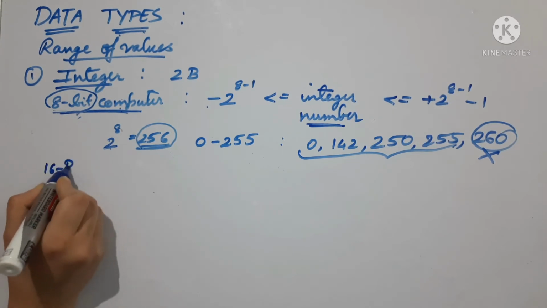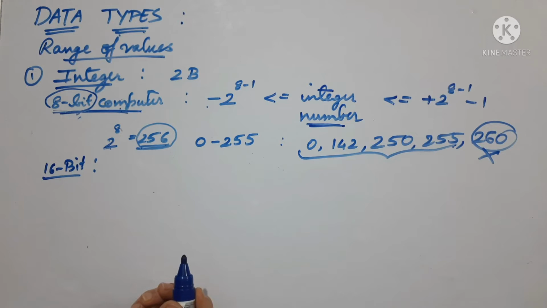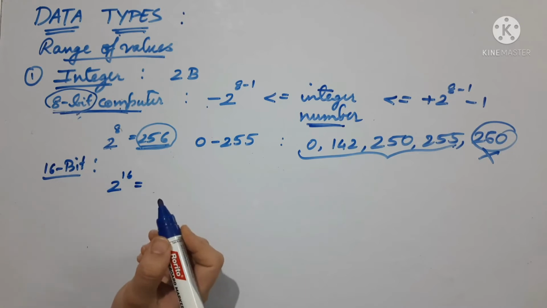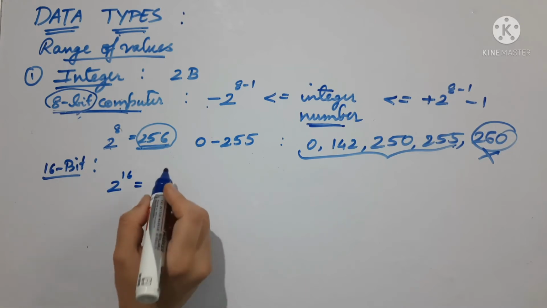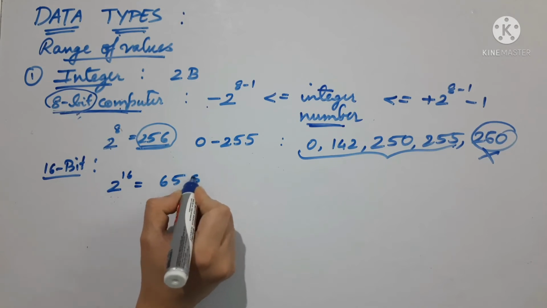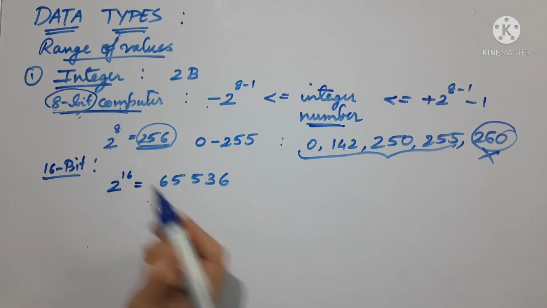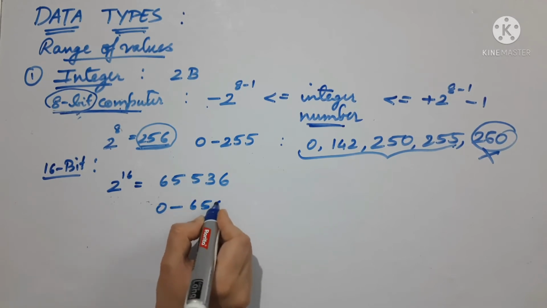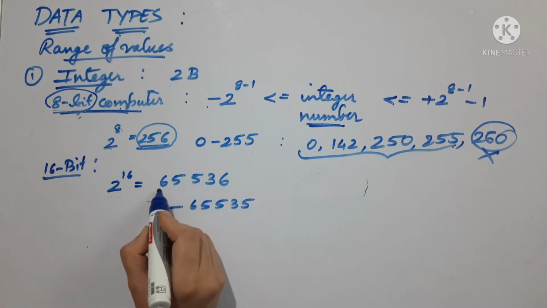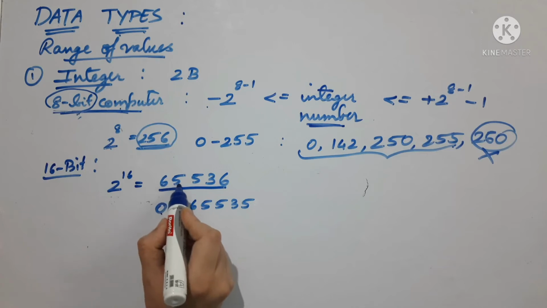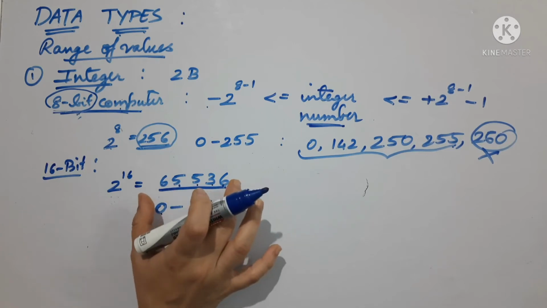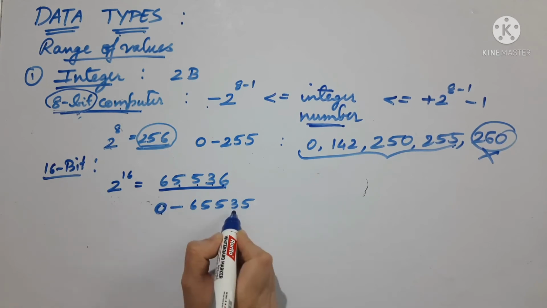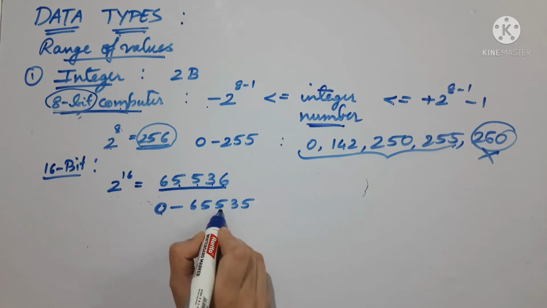Suppose I have a 16-bit computer. If I have a 16-bit computer, then what will the values be? I will have 2 to the power of 16. So how much will 2 to the power of 16 be? 65,536. Okay, 2 to the power of 16. So what will be the range? It will be from 0 to 65,535. So in total, how many numbers can I have? 65,536 numbers. But since the starting number is 0, the range of values I can use is from 0 to 65,535.